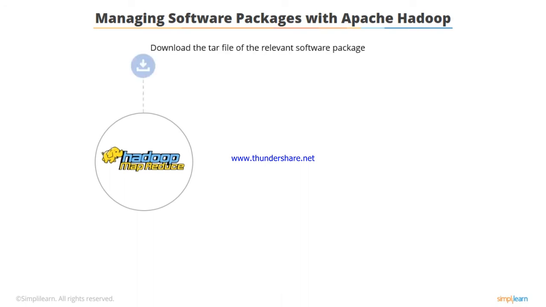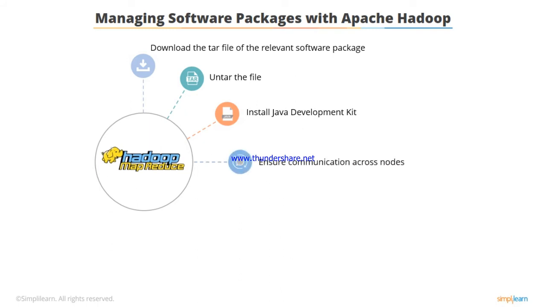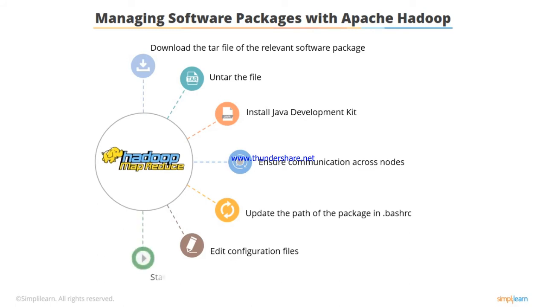Download the tar file of the relevant software package, such as Hive, HBase, Spark, Hue, Flume, Sqoop, Oozie, and so on. Untar the file in a particular location in the file system. Install JDK, NTP, SSH, and other relevant packages. Ensure communication across nodes. Update the path of the package in .bashrc. Edit configuration files. Start the daemons on all nodes or on each node individually.